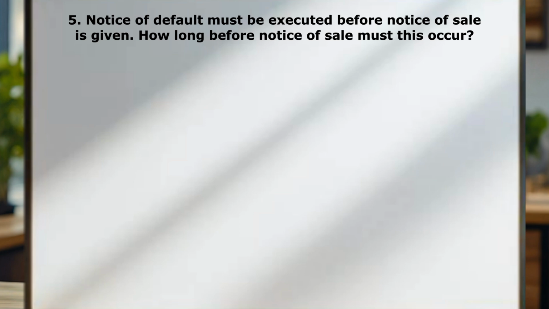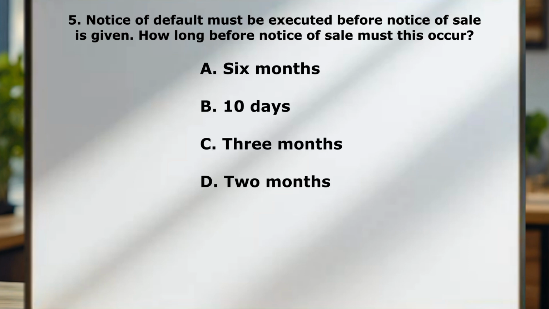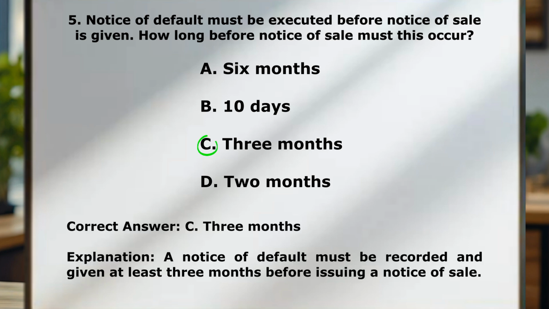Question number 5. Notice of default must be executed before notice of sale is given. How long before notice of sale must this occur? A, 6 months. B, 10 days. C, 3 months. D, 2 months. The answer is C, 3 months. So notice of default must be recorded and given at least 3 months before issuing a notice of sale.